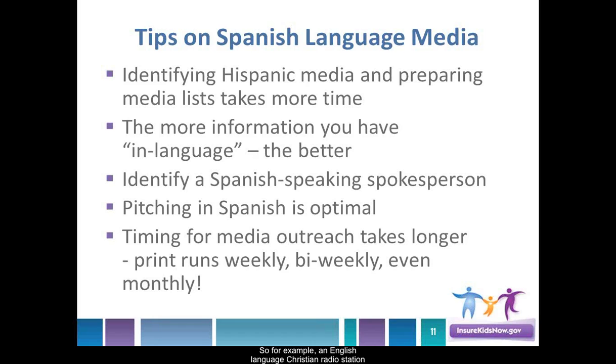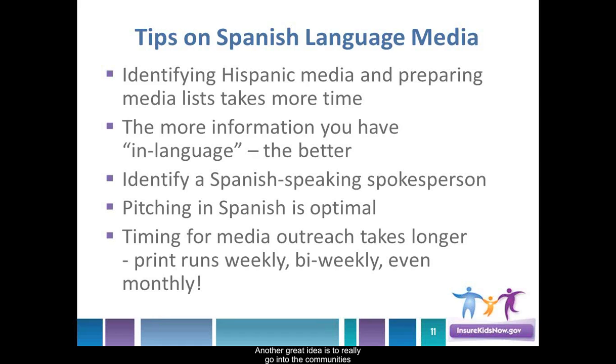So, for example, an English language Christian radio station may broker time on a Sunday for a 2-hour period, and they may have a public affairs show or a Spanish language talk, call-in news program that obviously reaches your Spanish-speaking community. So those are definitely areas that you can look at.